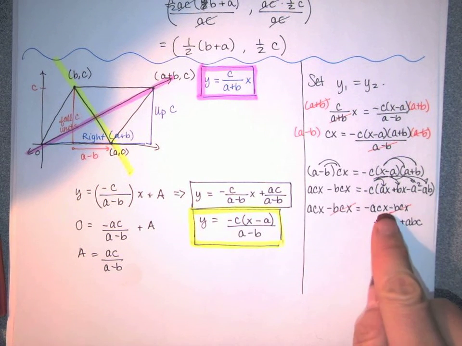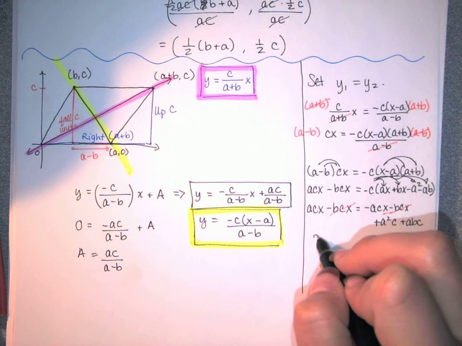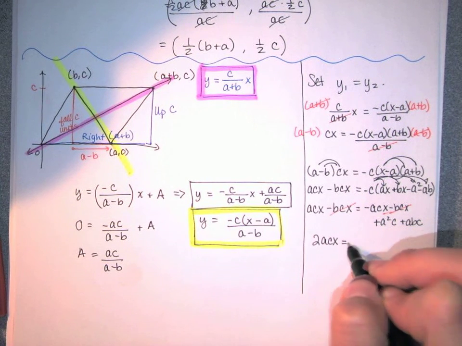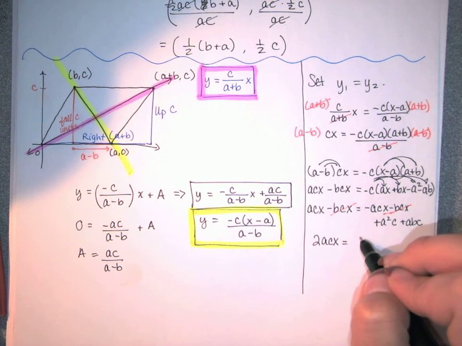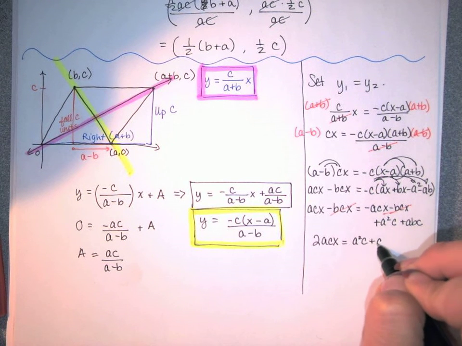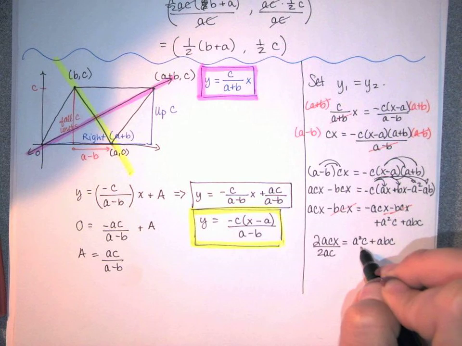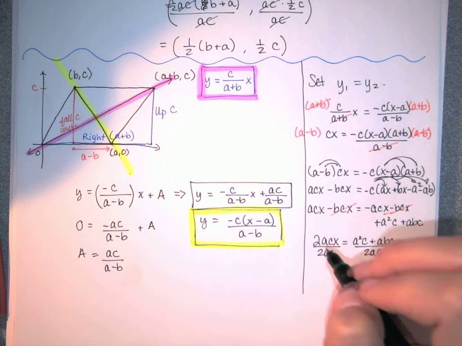And then let's add acx to both sides. If I add that over there, then I'll have two of them. I'm so close to getting x by itself. So I've got a squared c plus abc, and I want to get x by itself, so I'm going to divide everything by 2ac.